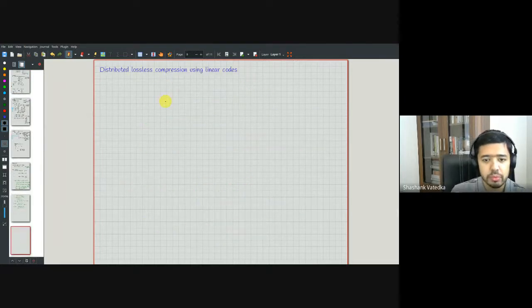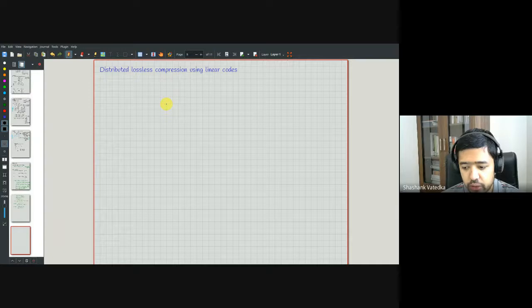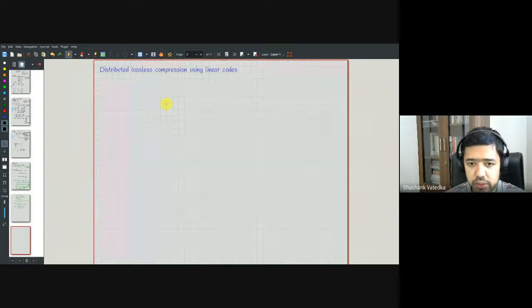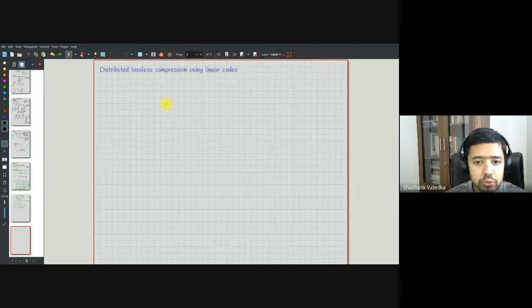So once again, the problem is the following. We have two users and we want to compress two files or two sources independently, but we are allowed to do joint decompression. The goal is to still achieve a point in the Slepian-Wolf rate region, the blue region that we had previously, but now we want to make sure that the encoders and decoders are as efficient as possible. I'll only sketch the approach and maybe give the details as homework.